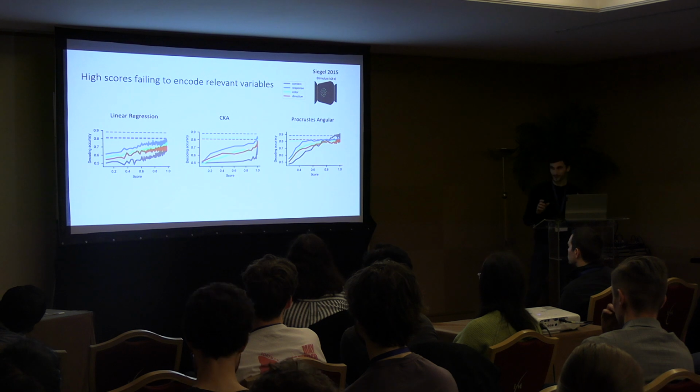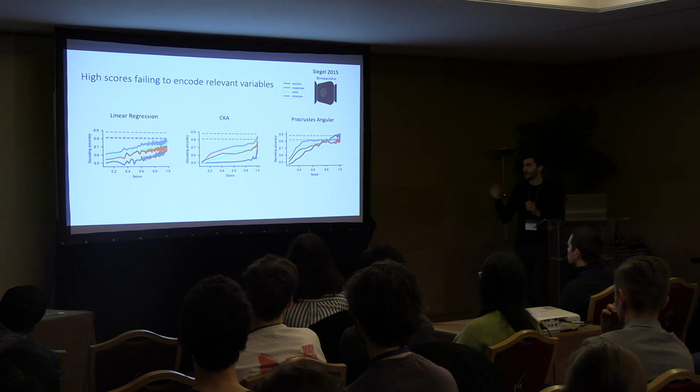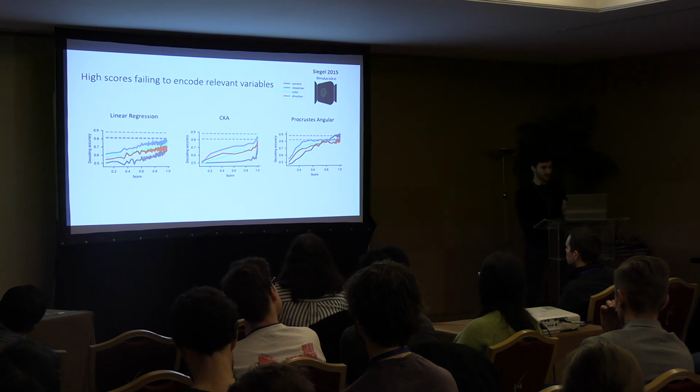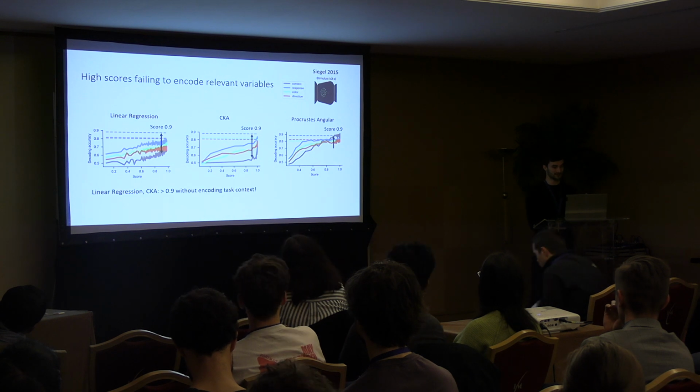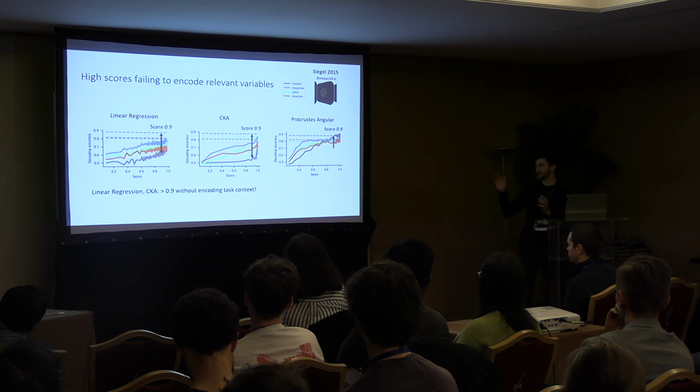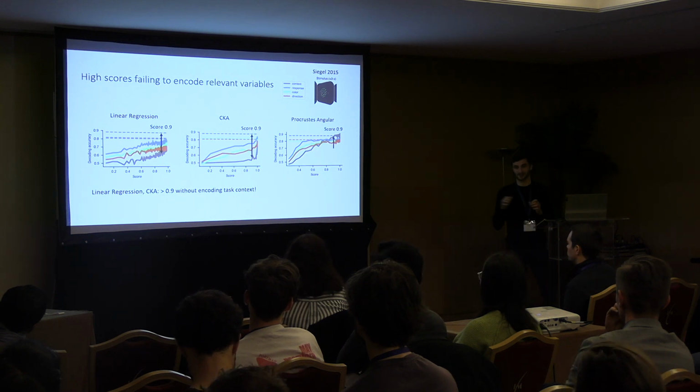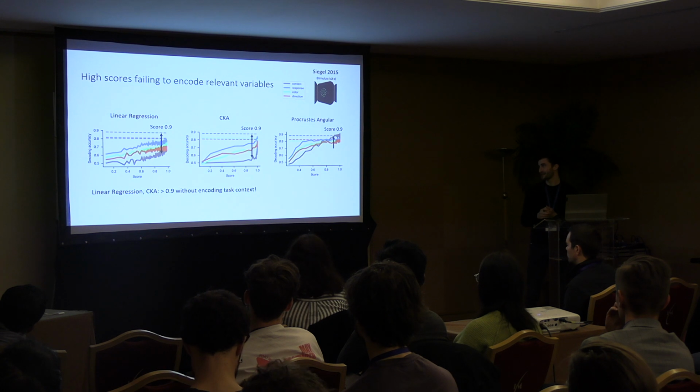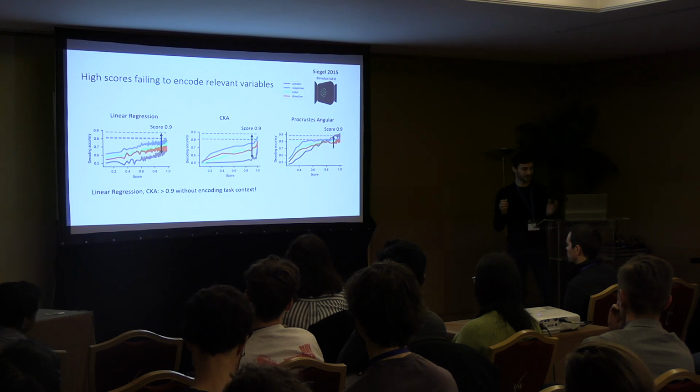And this is even more extreme for this data set. So now, if we look again at the score of 0.9, you can see that for linear regression, we cannot fully decode the context. For CKA, we can decode the context only as well as in just the random initial noise. But for Procrustes, as we get a score of 1, we can decode everything.